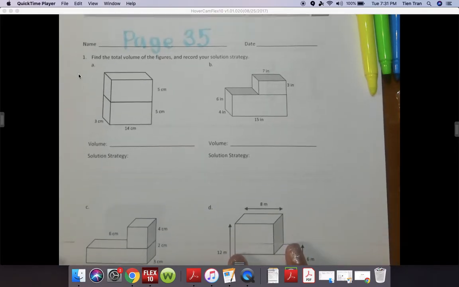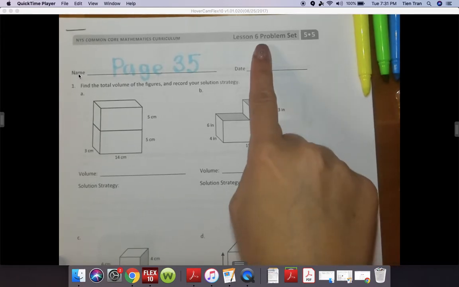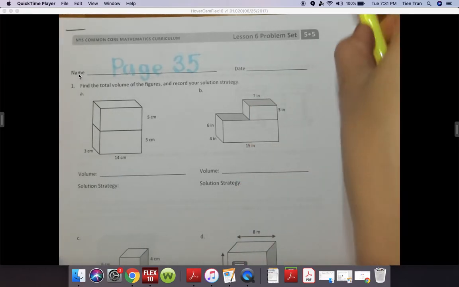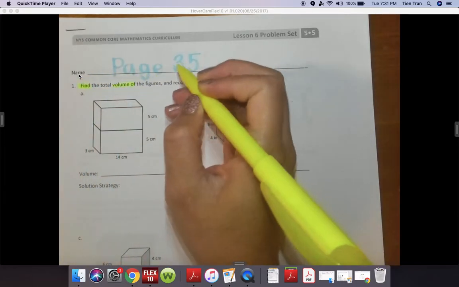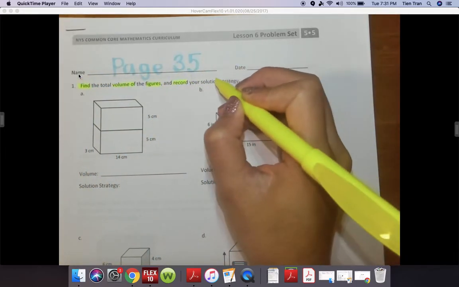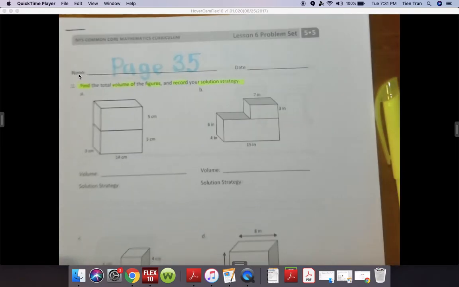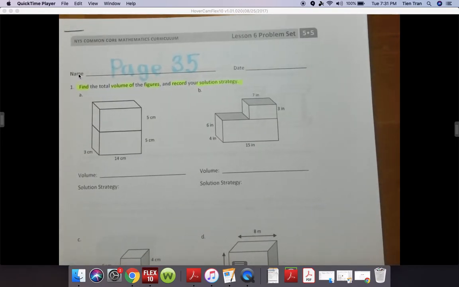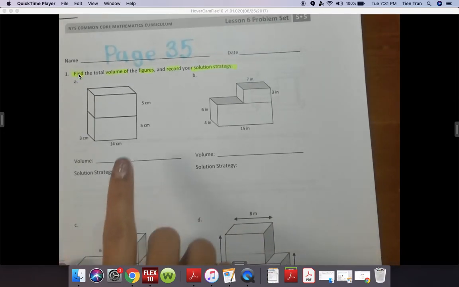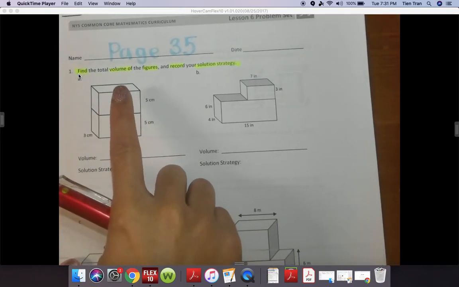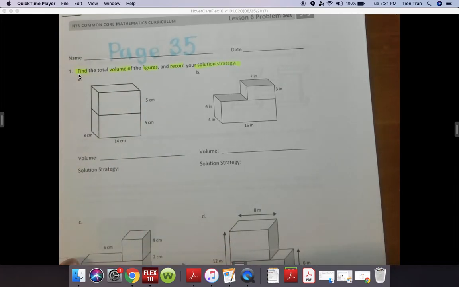Hello, boys and girls. We are on page 35, lesson 6, problem set. The first question asks you to find the total volume of the figures and record your solution strategy. So they're asking you to solve for the equation and to give your answer. Okay? So the first thing I'm going to do is I notice that there are two rectangular prisms together.